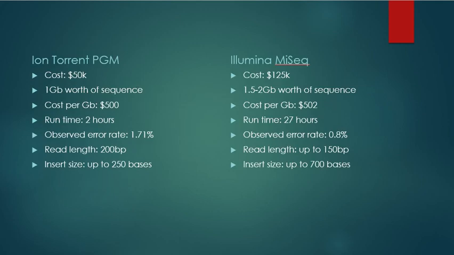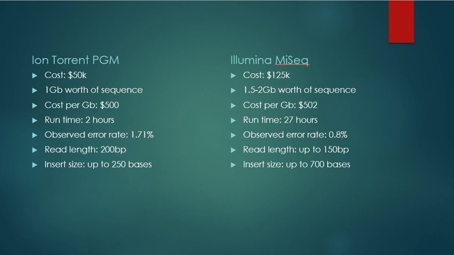When comparing IonTorrent to Illumina, it is much cheaper to use IonTorrent at only $50K compared to about $125K. It can only sequence about 1 gigabase compared to Illumina, which can do 1.5 to 2 gigabases. The cost per gigabase is about the same at about $500. Runtime for IonTorrent is only about 2 hours compared to Illumina at about 27 hours. However, the observed error rate is much higher at about 1.7% compared to Illumina with only about 0.8% error rate.